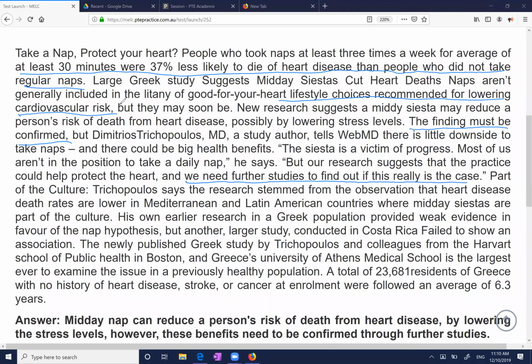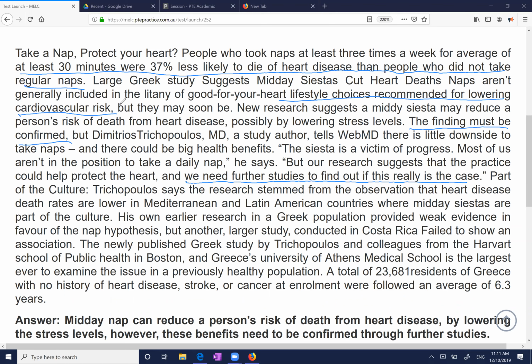Now match your answer with the sample answer and tell me if it makes sense. Exactly same. Manjot Singh, what did you write? In my own words, as long as the main idea is there. Naps may reduce the person's risk of death from heart disease, possibly by lowering stress levels. Correct, that's it. But these results need to be confirmed. If you don't write that these results need to be confirmed, you will get 7.5. If you write these results need to be confirmed with further studies, 8 bands.